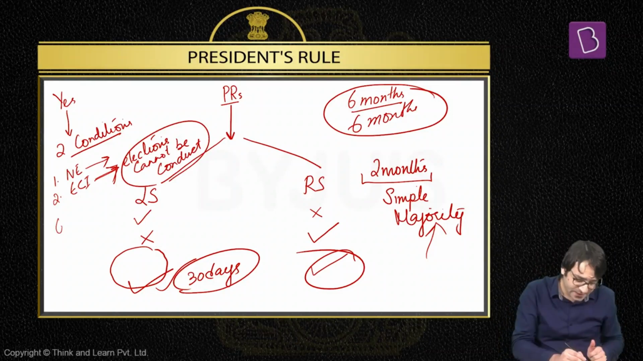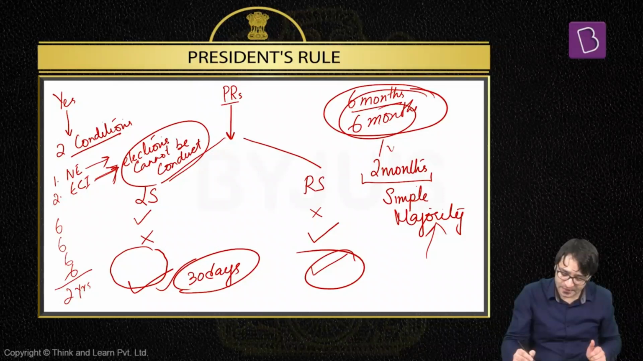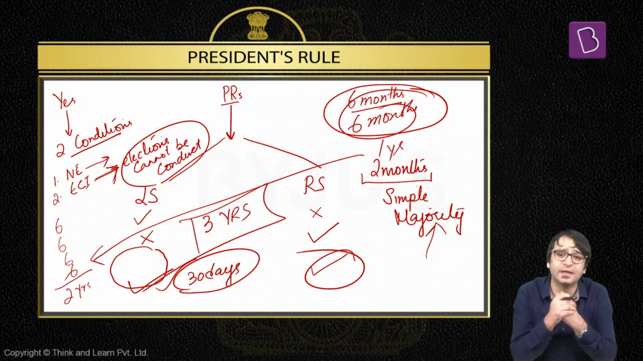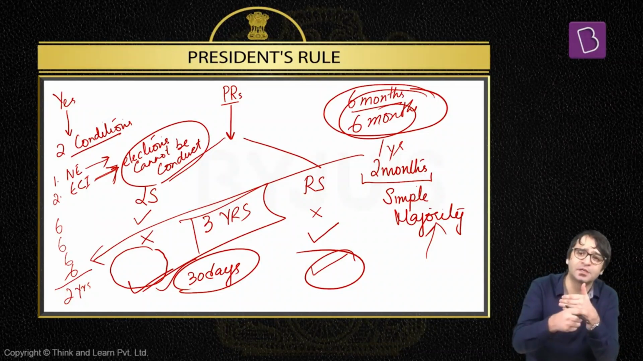For how many years? 6 months, then again 6 months, then again 6 months, then again 6 months, which is total 2 years. 1 year here, 2 years here. That means the maximum constitutional validity for a President's rule is 3 years. Beyond 3 years, President's rule cannot continue because the maximum constitutional validity of a President's rule is 3 years.